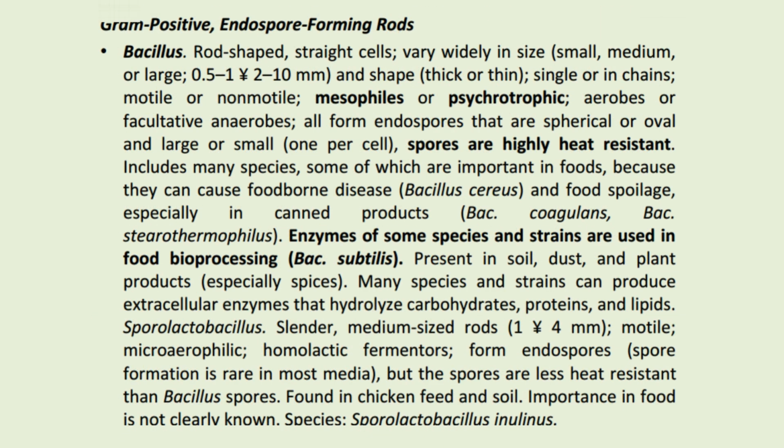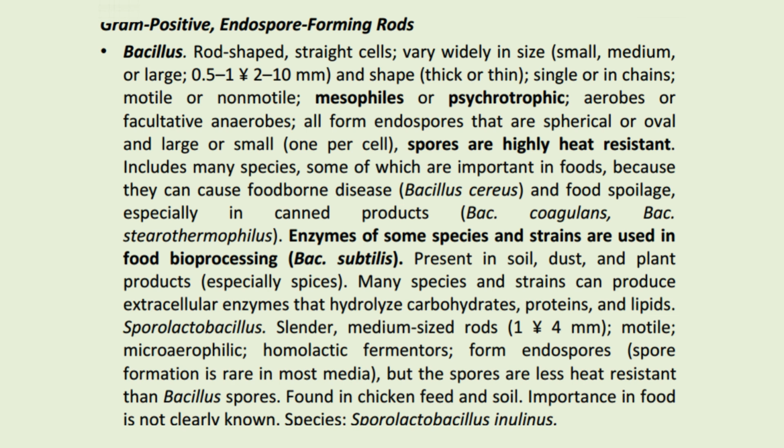Now we examine some spore-forming bacteria. First is Bacillus. These are rod-shaped cells that vary widely in size and shape. They can be motile or non-motile, mesophiles or psychrotrophic, and aerobes or facultative anaerobes. All form endospores that are highly heat-resistant. Some cause foodborne disease like Bacillus cereus, or food spoilage in canned products. Enzymes from some, like Bacillus subtilis, are used in food bioprocessing.